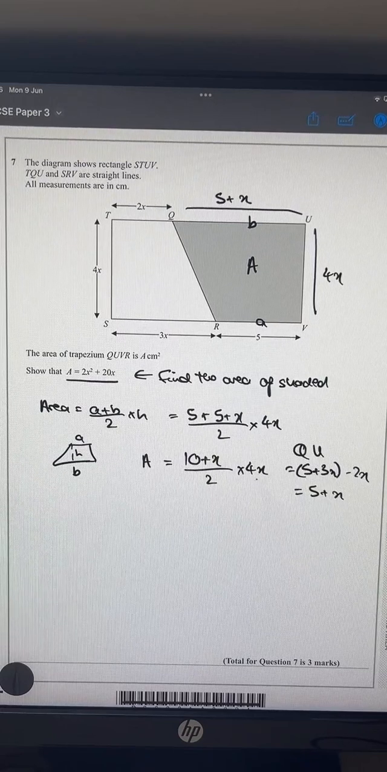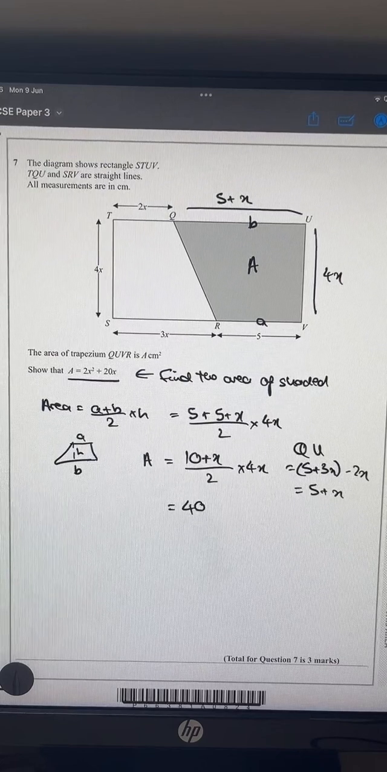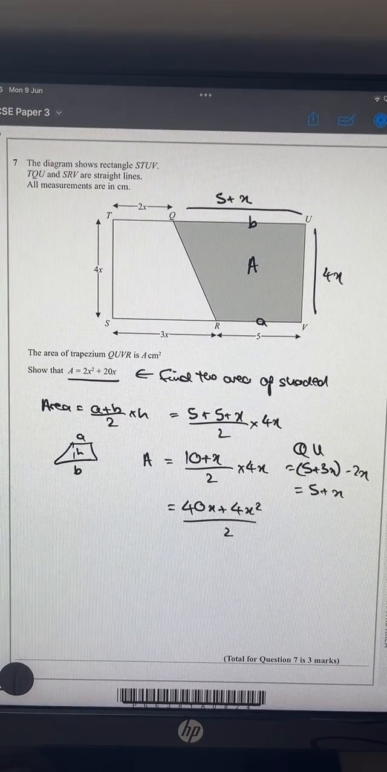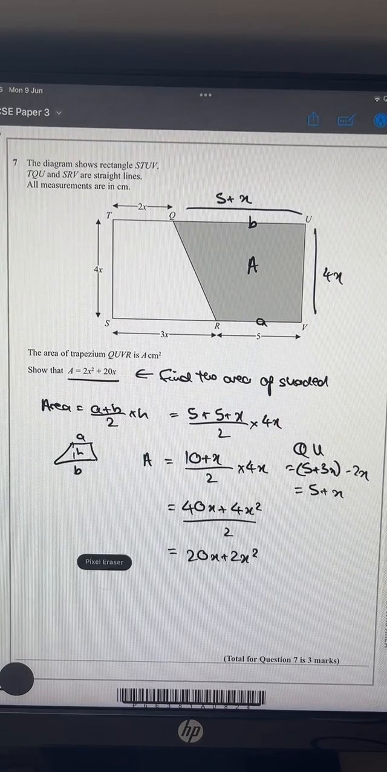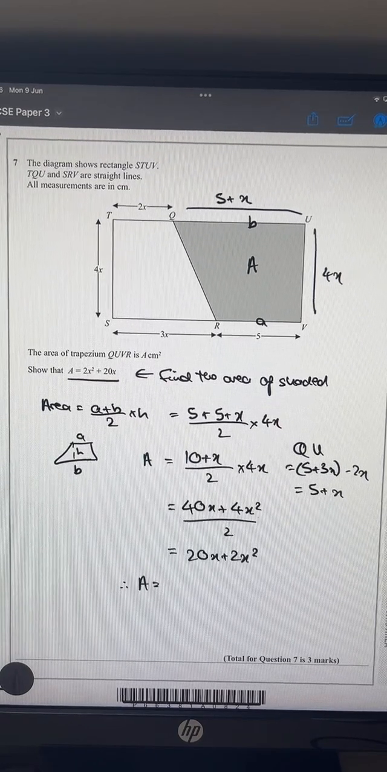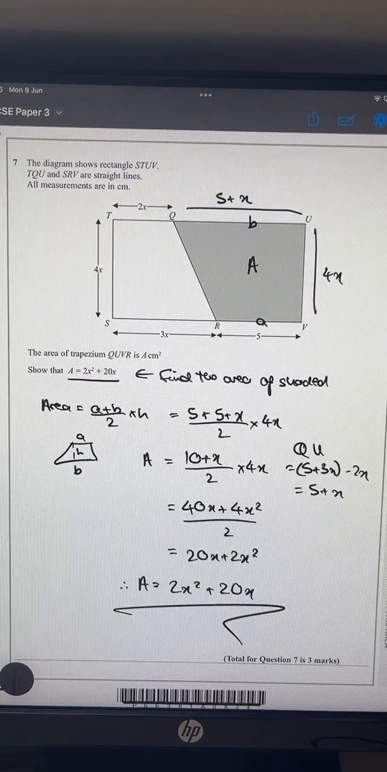Now I'm going to multiply the numerator, everything in it, by 4x. So I get 40x plus 4x squared over 2. Now I have to divide everything through by 2, so I get 20x plus 2x squared. And now if I look at this and compare it to my answer, it's the same. So then I can just say that therefore a is equal to 2x squared plus 20x. And that's it. Nice, 3 marks in the bag.